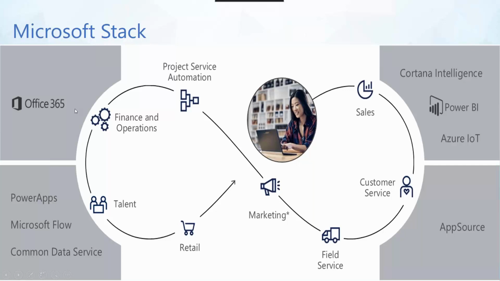We use O365 for your email and for some outbound documents, if you want to do that. Power Apps and Microsoft Flow are some tools we use to integrate different components of the Microsoft Stack. So you see Finance and Operations here. You see Talent, which is an HR component. You see Retail. If you're in a retail environment, you would have your retail stores capability. Again, all this would be sending data via Flow or the Common Data Service back into your ERP, which is Finance and Operations.